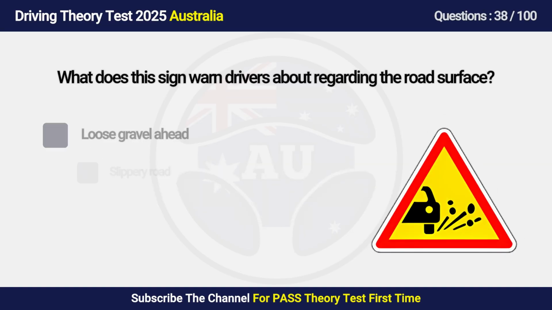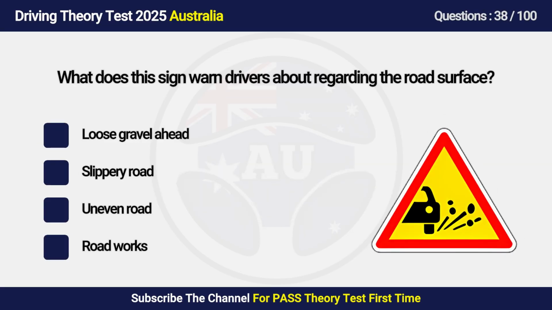Question 38. What does this sign warn drivers about regarding the road surface? A. Loose gravel ahead. B. Slippery road. C. Uneven road. D. Roadworks.